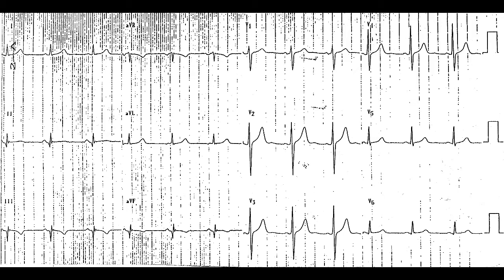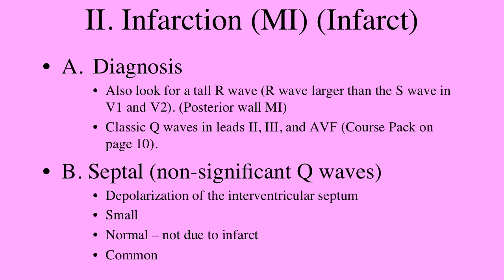The other thing you should look for for an infarct is a tall R wave, an R wave larger than an S wave in V1 and V2. Mainly focus on V1. Normally in V1, as we learned earlier in the course, the R wave should be smaller than the S wave. If the R wave is larger, then that usually is a flag towards something, and one of the things you could diagnose in a lot of cases is a posterior wall MI. So that's another thing to look for too.